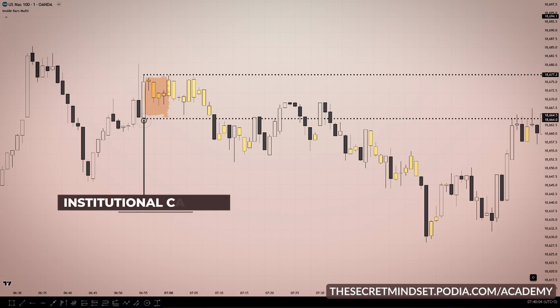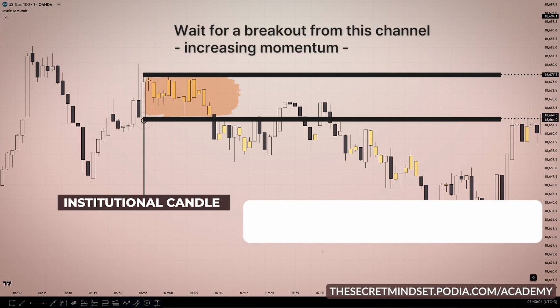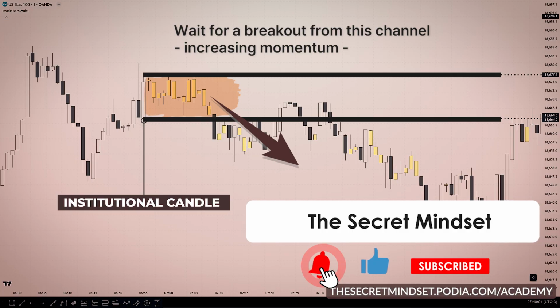Now, this setup creates a channel on your chart. The top of the channel is the institutional bar's high, and the bottom is its low. The inside bars stay within this range, making the market look calm for a bit. The key is to wait for a breakout from this channel. This shows increasing momentum that could lead to a decent scalping move.